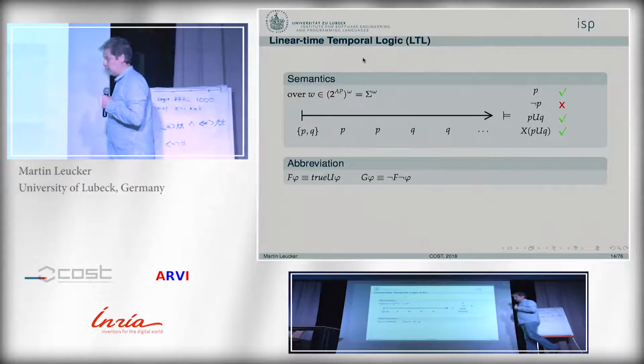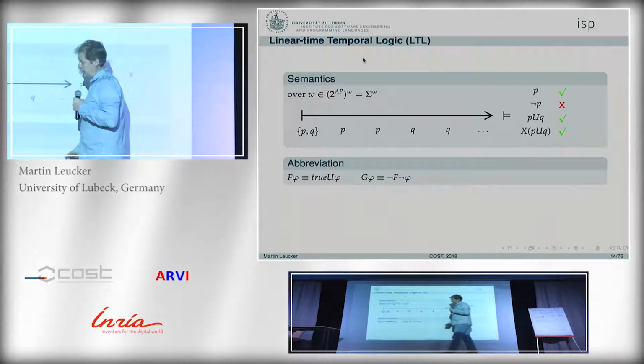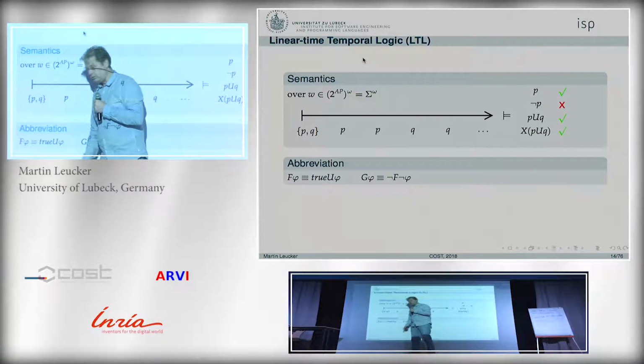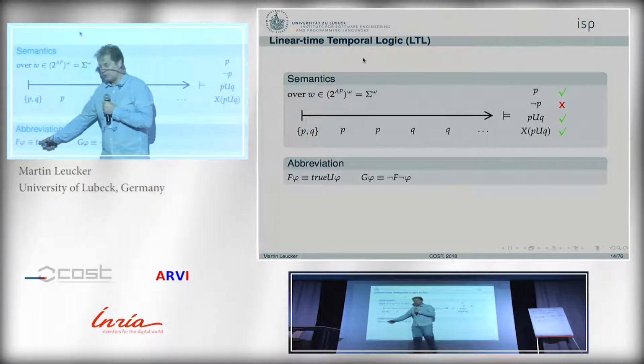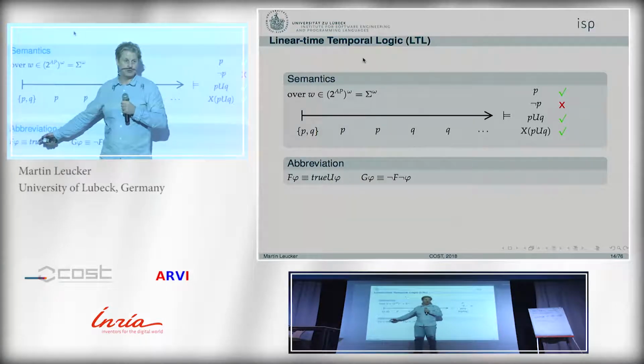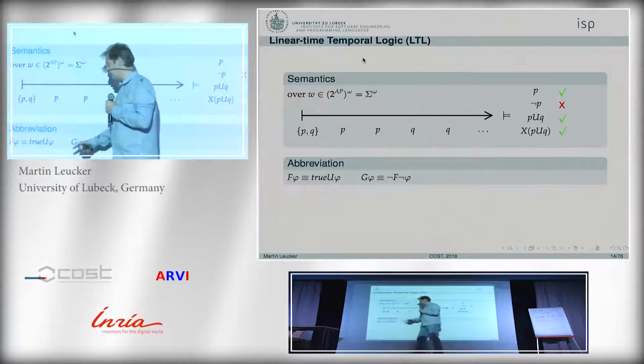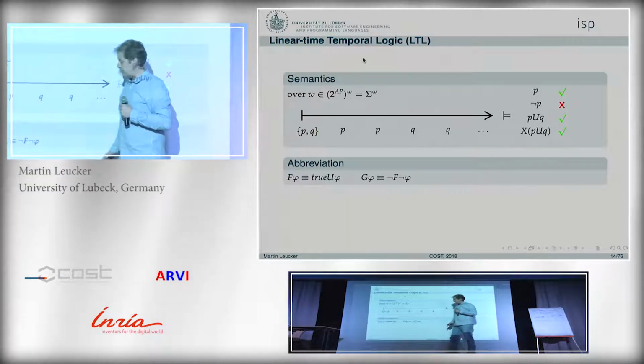We typically use abbreviations in the following way. Eventually, finally, phi holds. What does it mean? Phi holds at some point, and up to this moment, nothing special has to hold. True has to hold. True is always satisfied. So it only means that phi holds at some point.